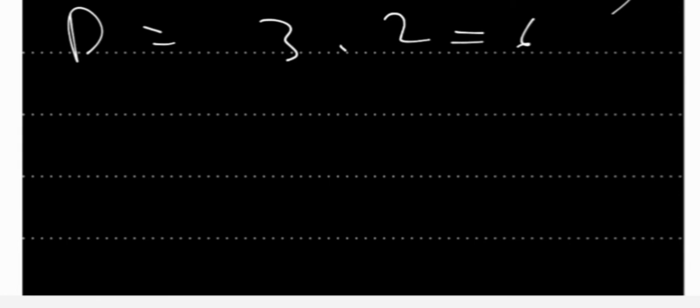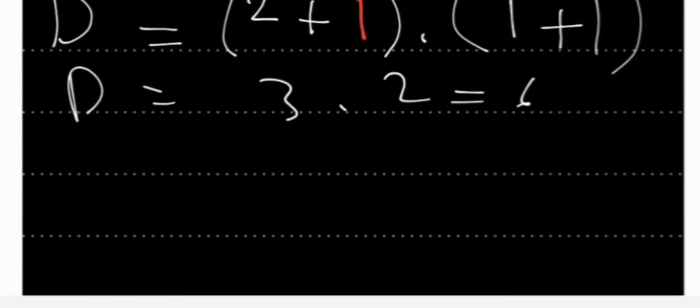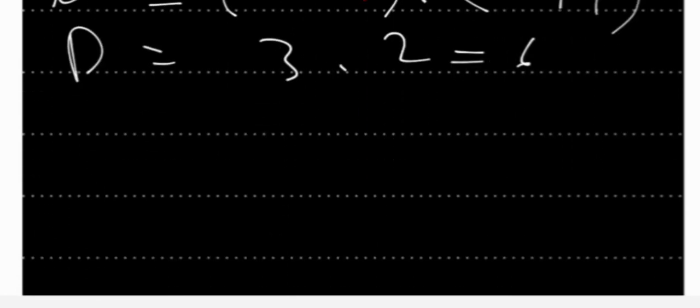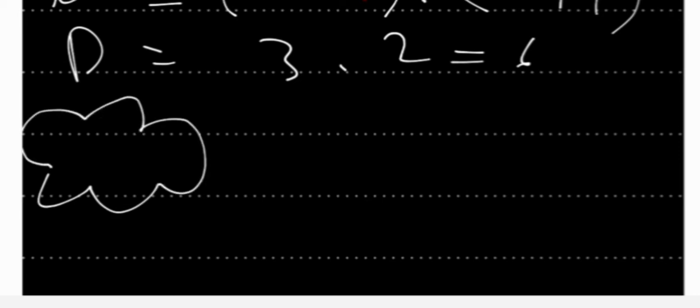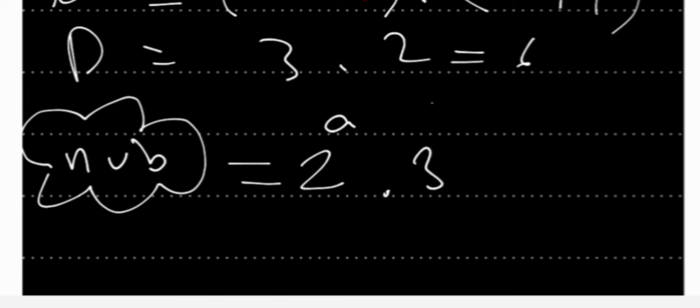Now what about a general number? Let's say that we have an imaginary number over here, that is equal to, let's say, 2 to the A multiplied by 3 to the B multiplied by 5 to the C, and these bases over here must always be prime numbers, okay?